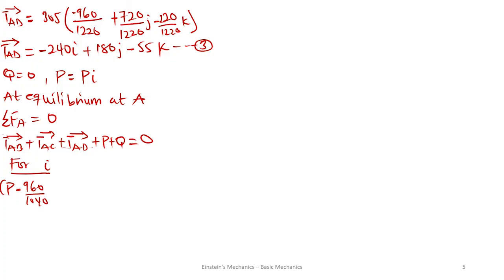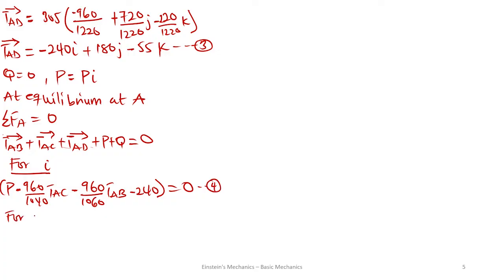Equation 2, we also have, so this is TAC minus, from equation 2, 960 on this TAB, and for equation 3, the I part is what? Negative 240. I can equate the I part to 0 as my equation 4.